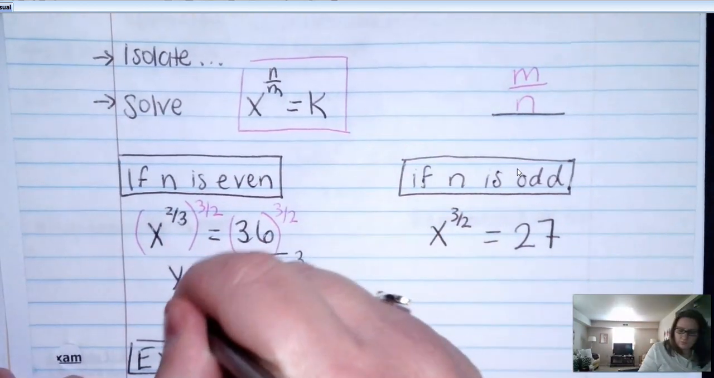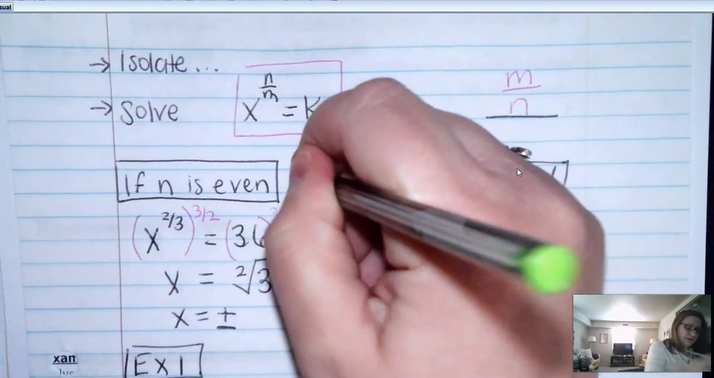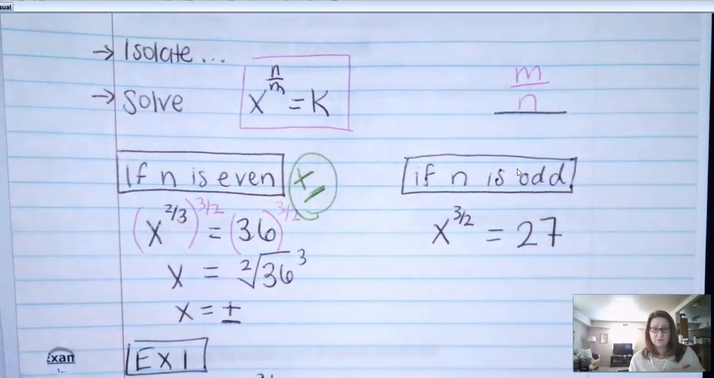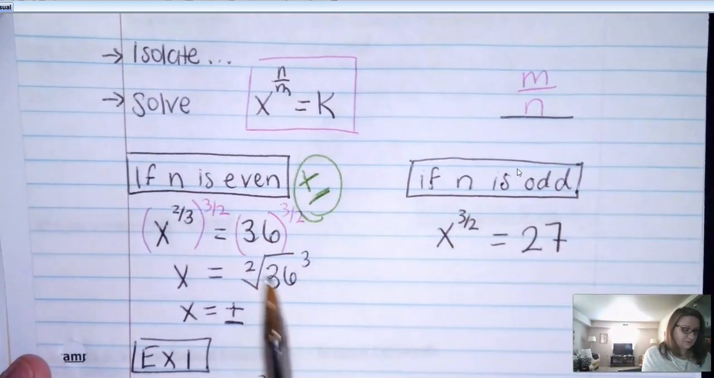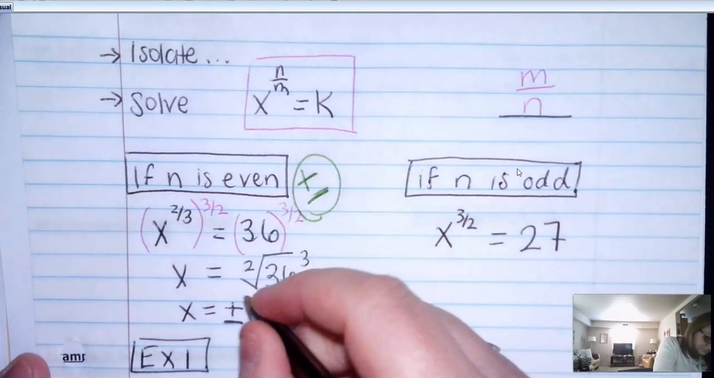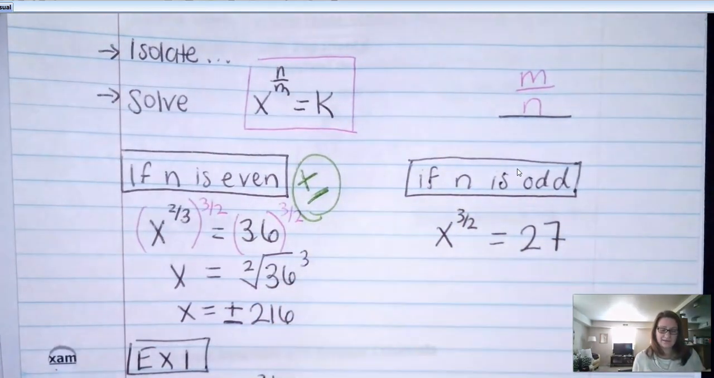So anytime the numerator is even, that means that when I take both sides to the reciprocal power, I am going to be taking a square root or a fourth root or something like that. And so that gives me that plus and minus symbol that would have two answers. Now, hopefully you guys are comfortable doing this. Square root of 36 would be 6, and then to the third power, that would be 216. So positive 216 or negative 216, both of those will work as answers there. So only if the numerator is even.